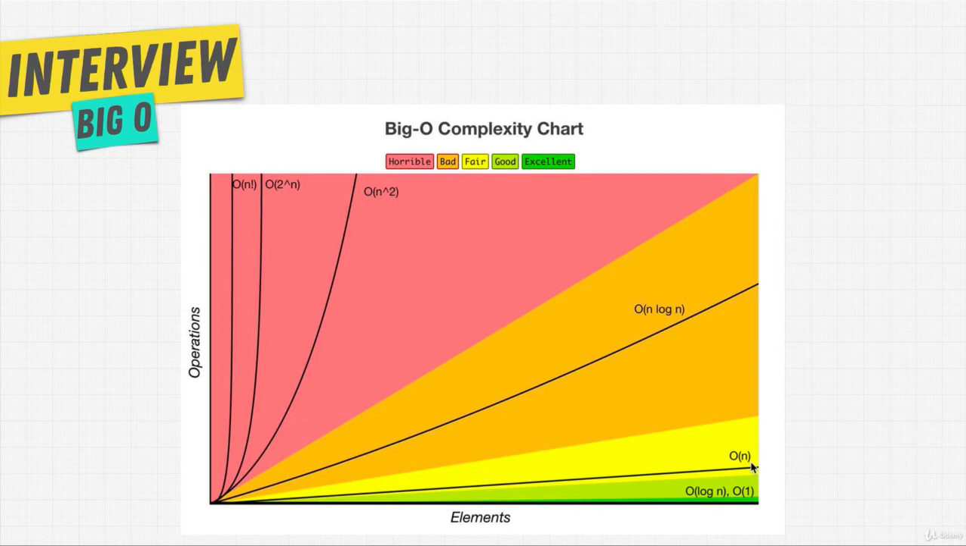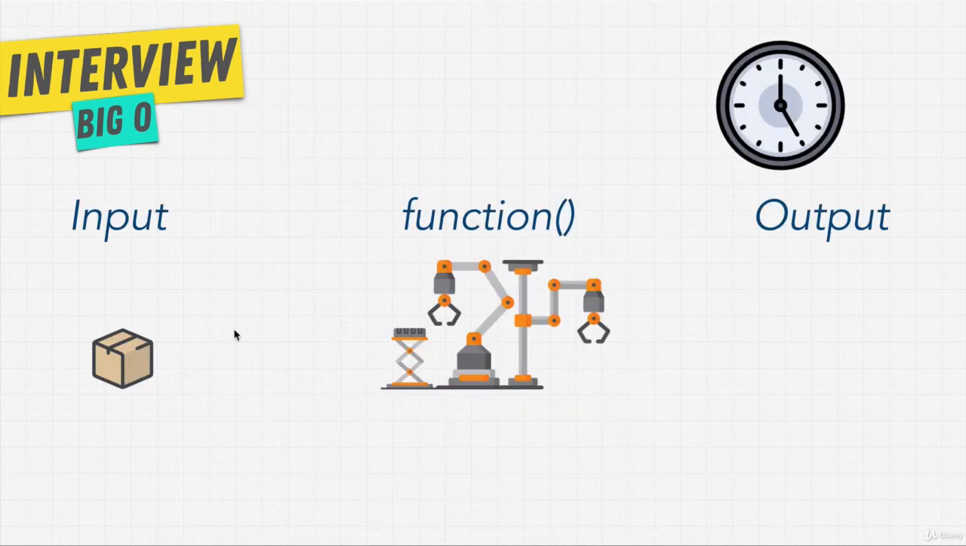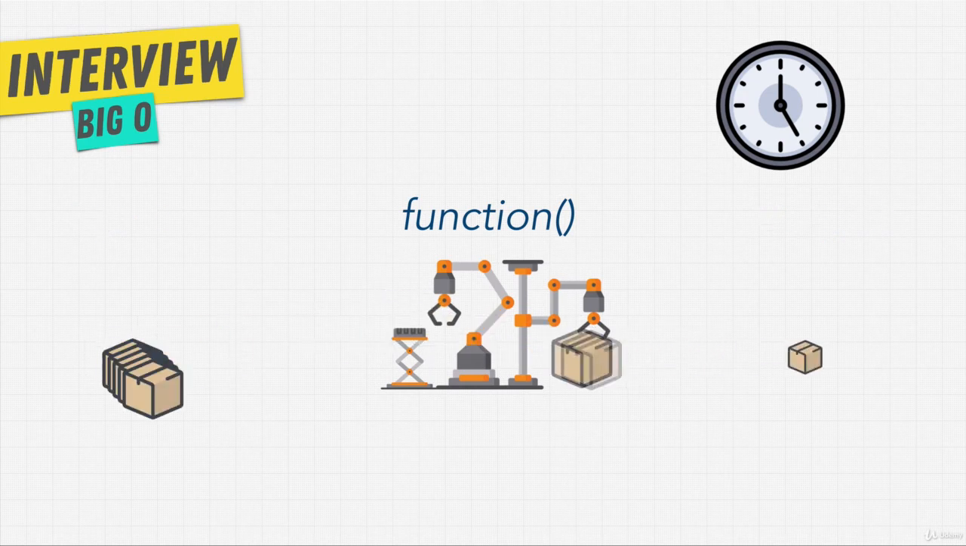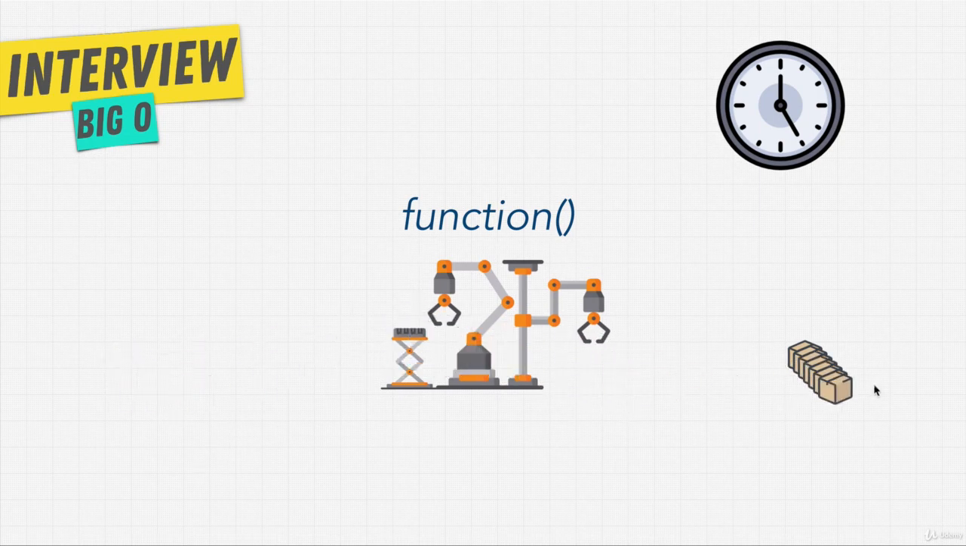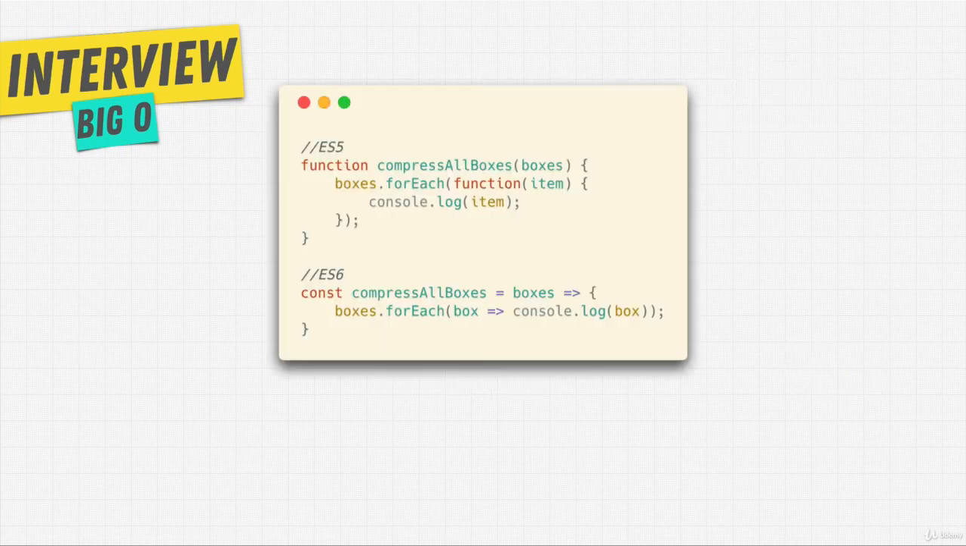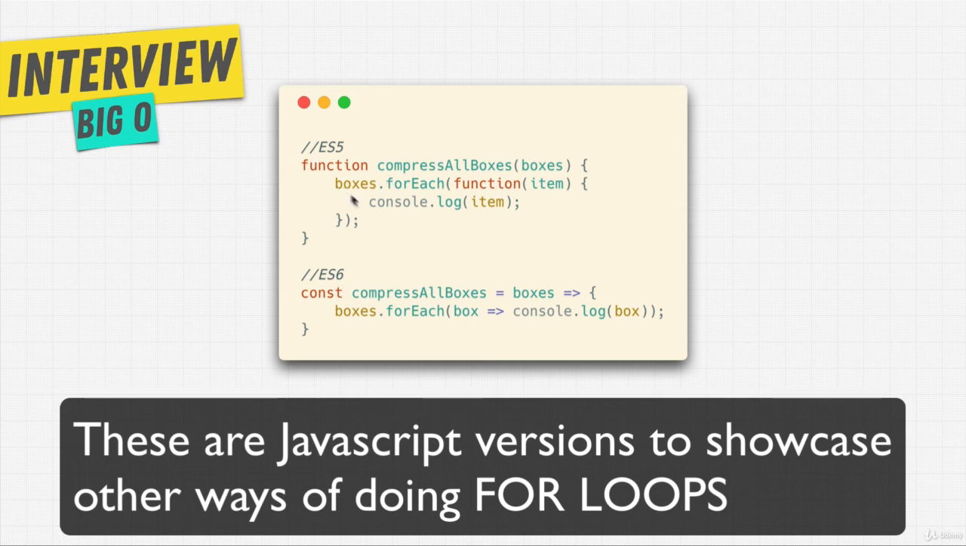Another way to think about it is this. If we had a compression algorithm, let's say this function is this little compression, and the input is this little box. What's the big O notation of this function? Well, if we had one element, it will just compress one item. If we had multiple elements, again, we still have to run each box through the compression algorithm to compress the box.